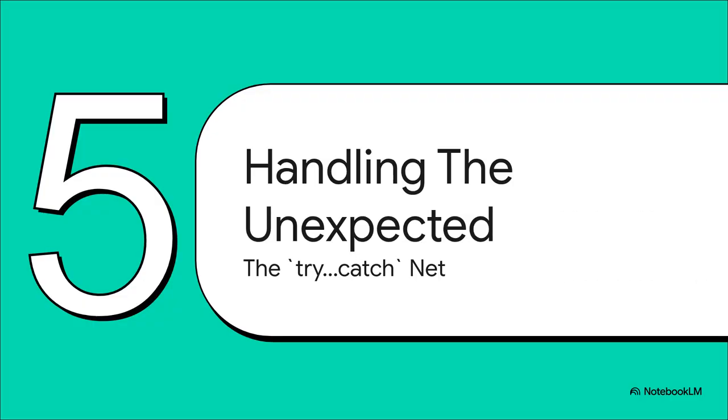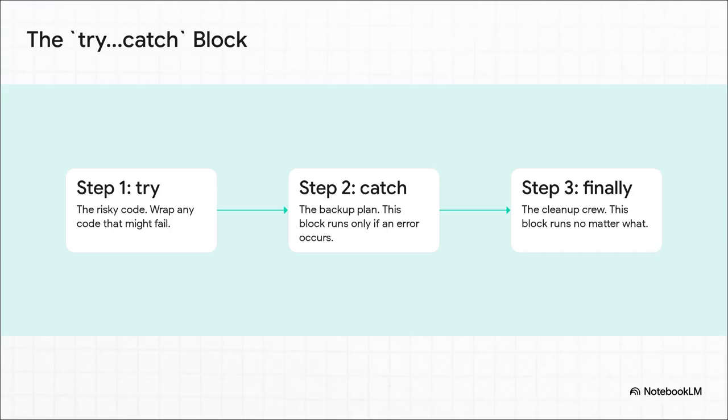Section 5. Handling the unexpected. Okay, so our program can make decisions. It can automate tasks. But the real world is messy. What happens when something totally unexpected goes wrong? Like trying to work with corrupted data from a server. For that, we build a safety net, and we do it using a try-catch block.